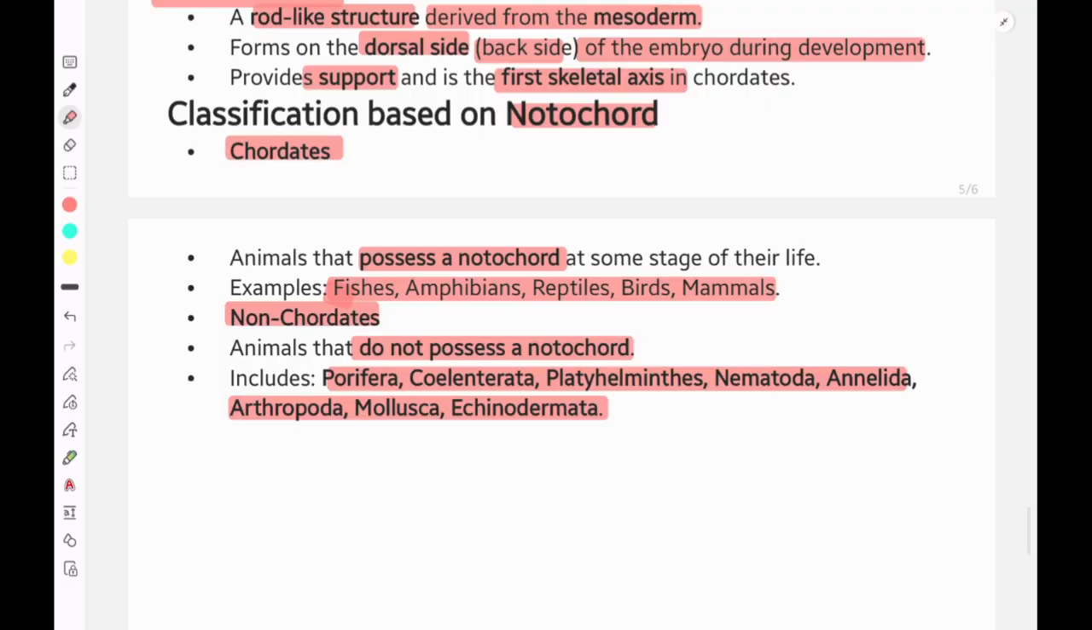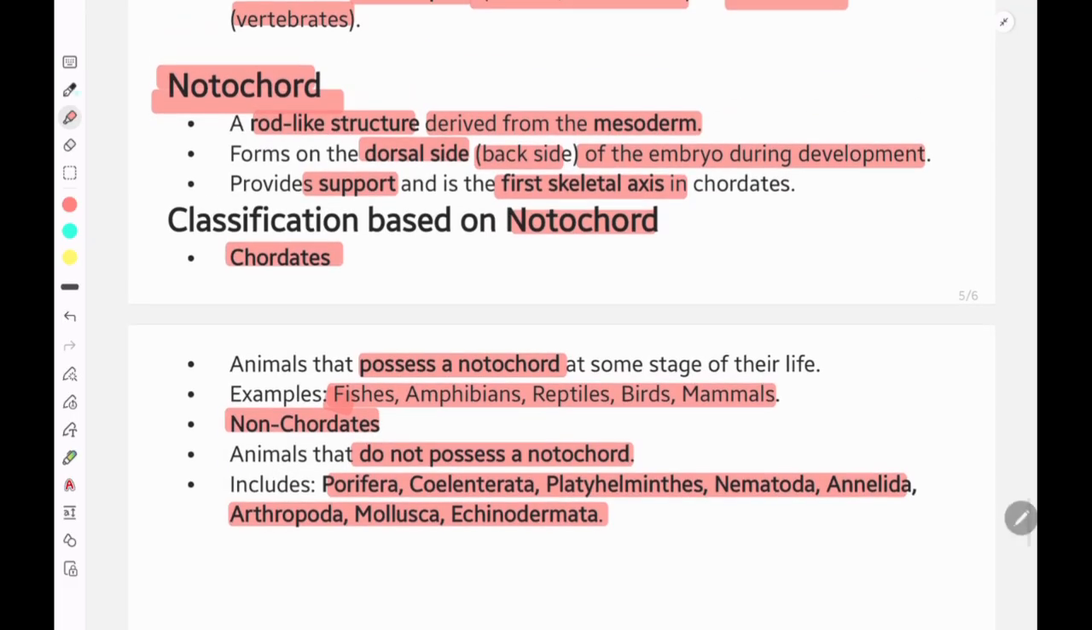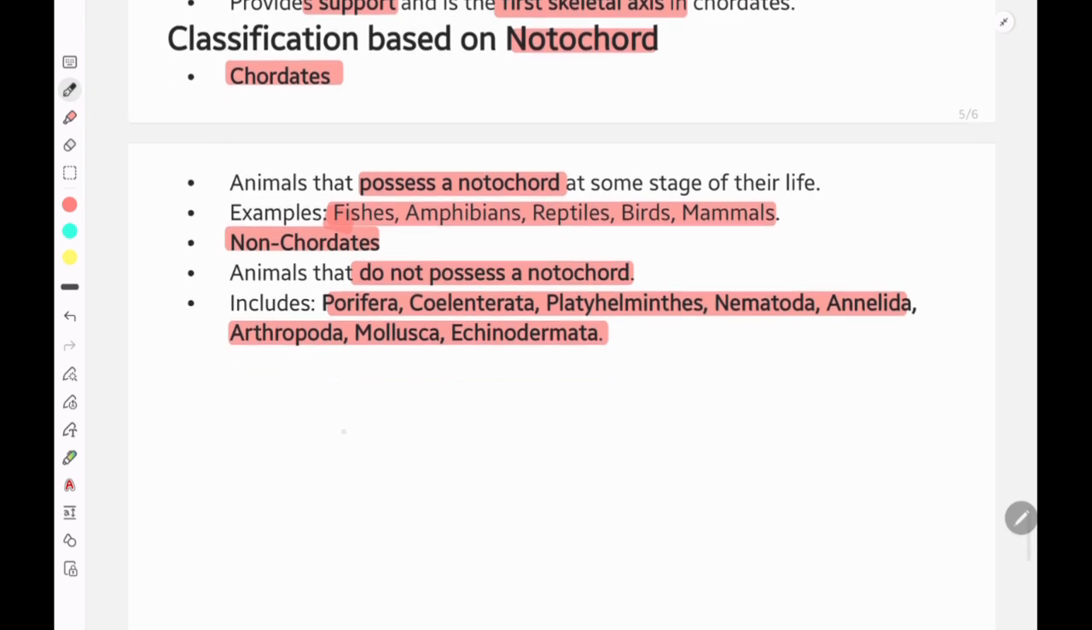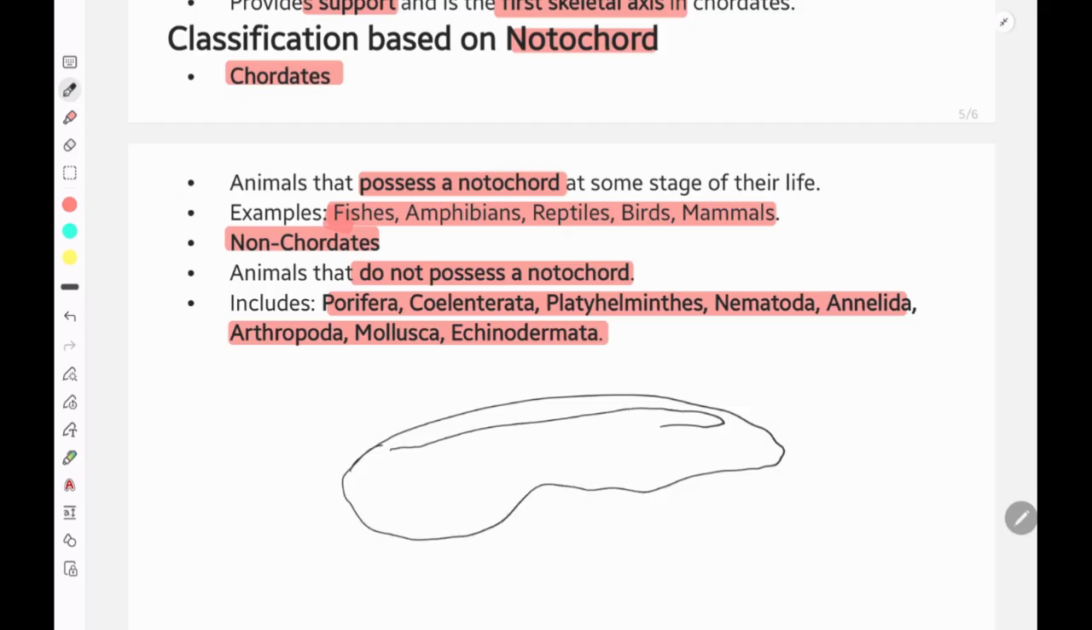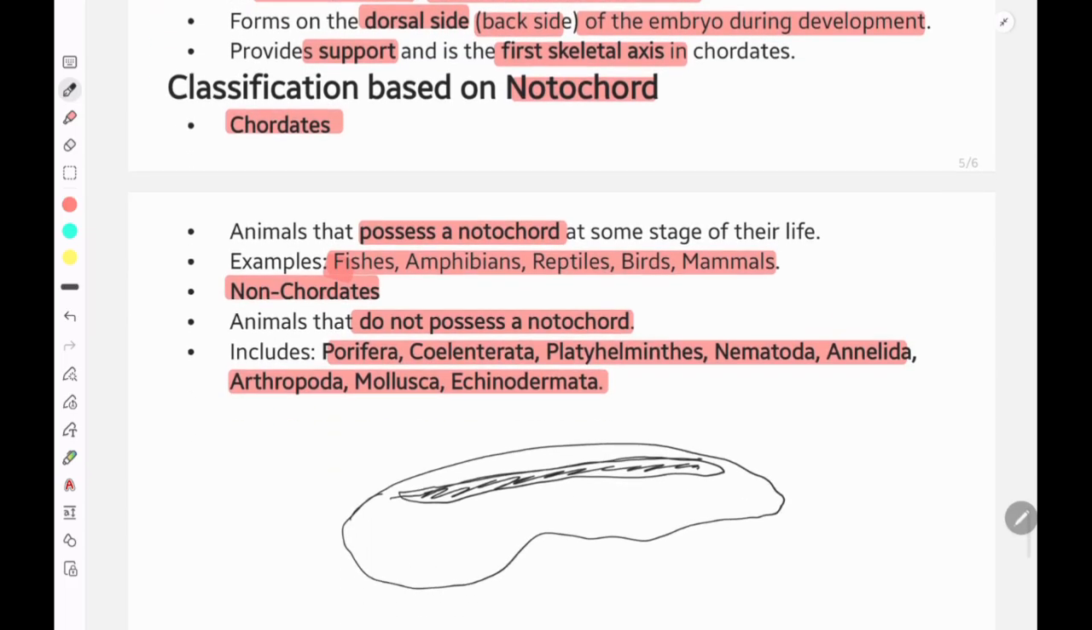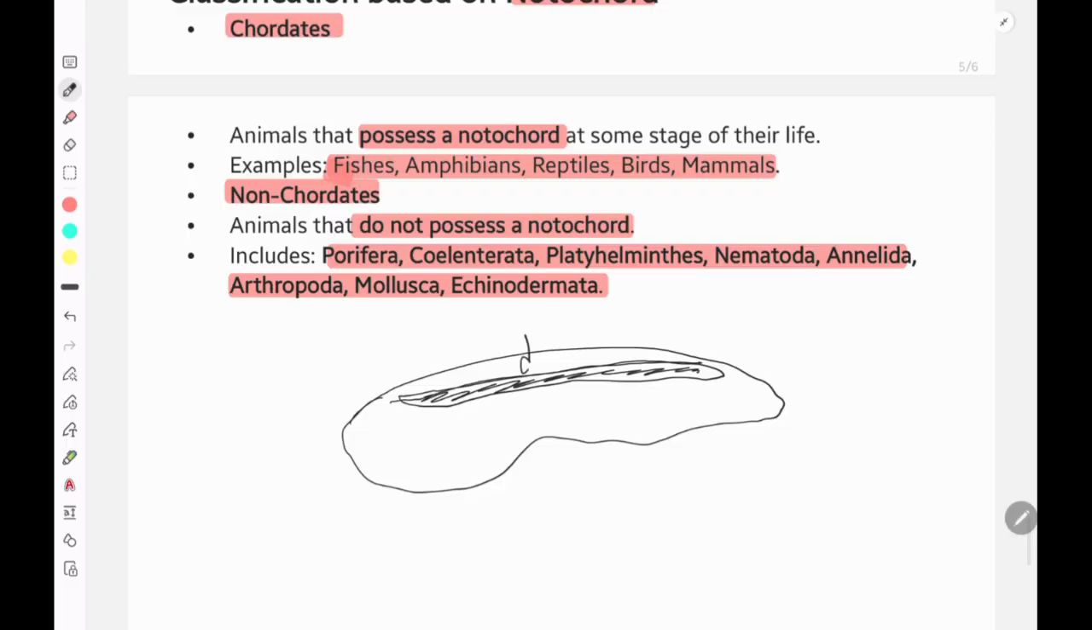That's all for today. Before ending our video, let's have some basic understanding about notochord. This is a rod shape present on the dorsal, meaning back side. This is ventral.